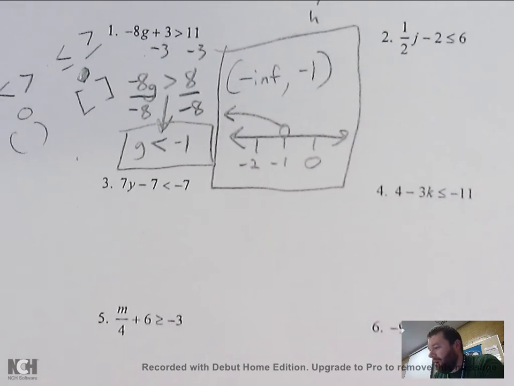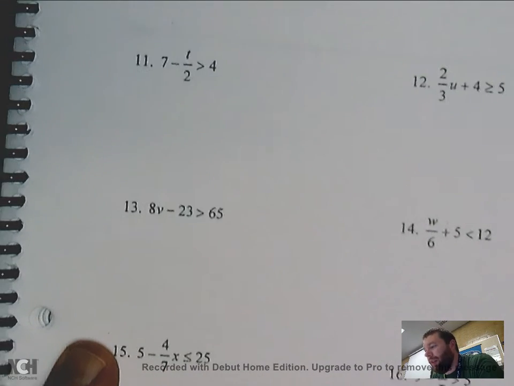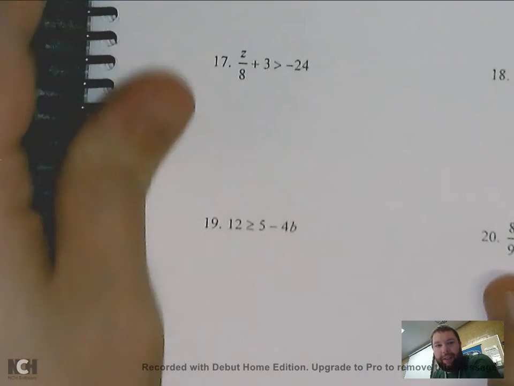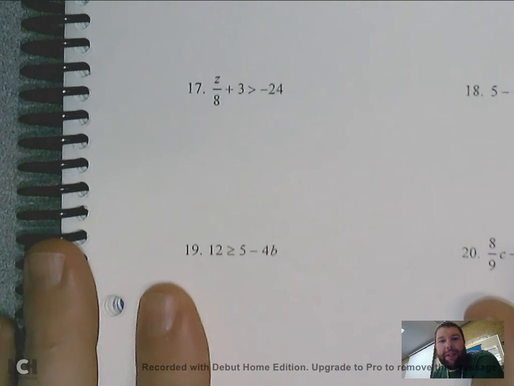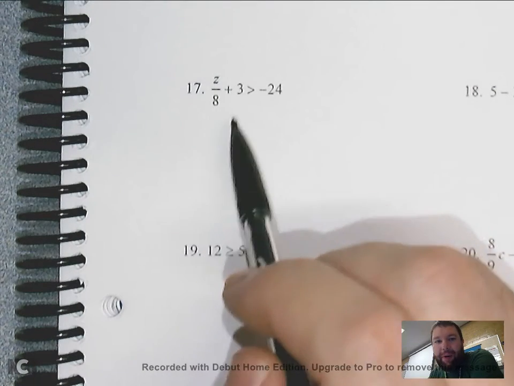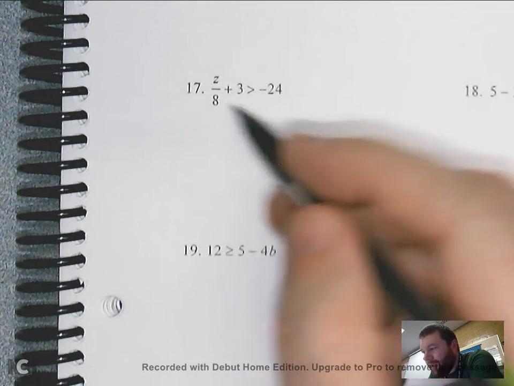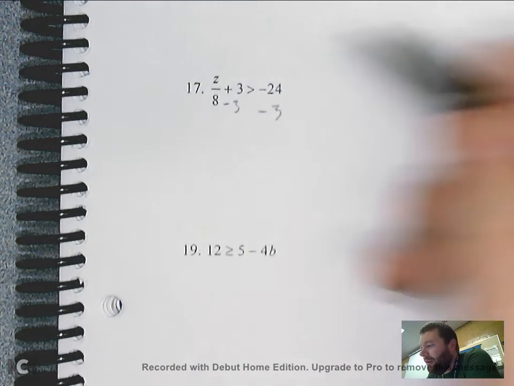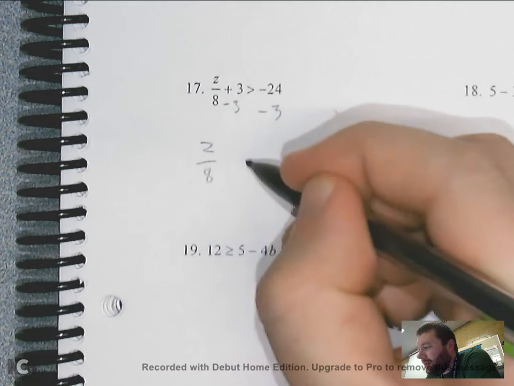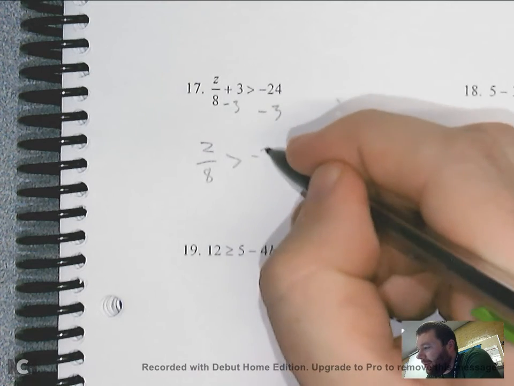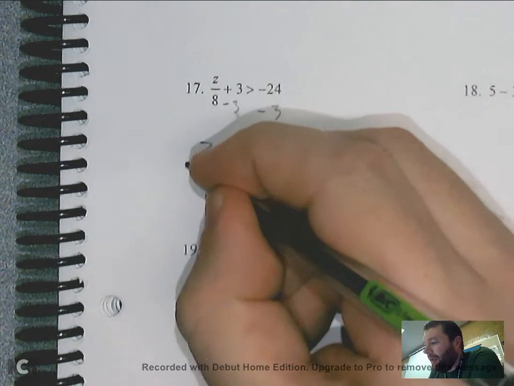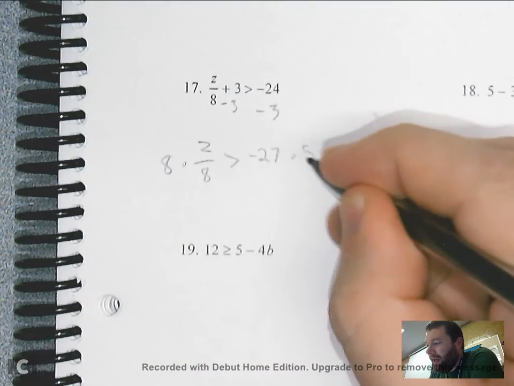Okay, let's do one more, just to make sure we got it. Let's do one of these on the back here. I'll do 17. So 17, let's look at this one. So I have z over 8 plus 3 is greater than negative 24. Again, two-step inequality. I'm going to start by minusing 3 from each side. That gives me z over 8 is greater than negative 27. And then I've got to get rid of this 8. So I'd multiply each side by 8.